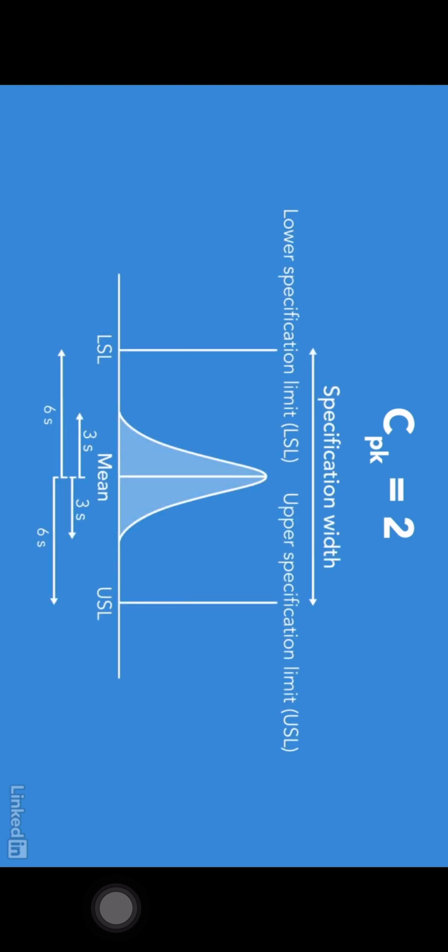CPK is never greater than CP. The best case scenario is CPK equals CP, when the process mean is centered in the middle of the specs width. If CPK equals 2, the specification width is twice the process spread. Since the process spread is always 6 standard deviations wide, then the specification width has to be 12 standard deviations. The distance between the process mean and either specification limit is 6 standard deviations. That makes it a 6 sigma process.